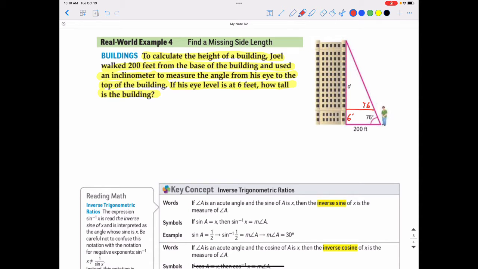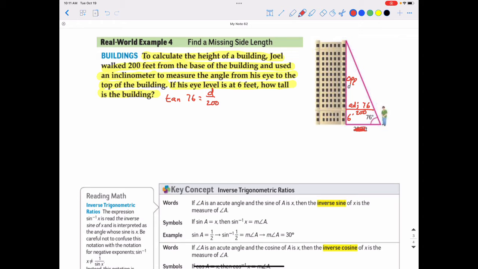So regardless, the side we're trying to figure out is D. And compared to the 76-degree angle, that is an opposite side. And the 200 feet is a measurement that we do know. So that would be 200 feet from his eye level as well. And so that is going to be adjacent to the 76-degree angle, and that is going to be our tangent formula, because tangent is opposite over adjacent. So we would set the tangent of 76 degrees equal to the opposite side, which is D. We're trying to figure that out. And the adjacent side is 200.